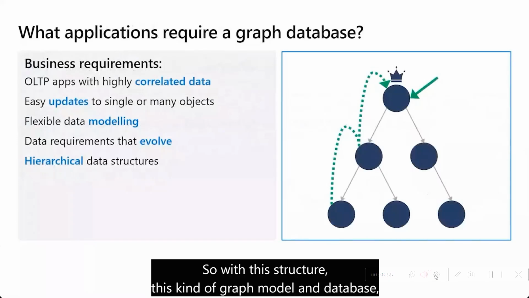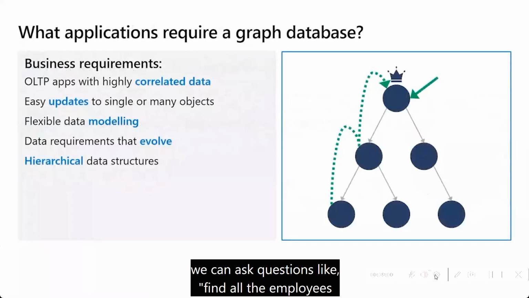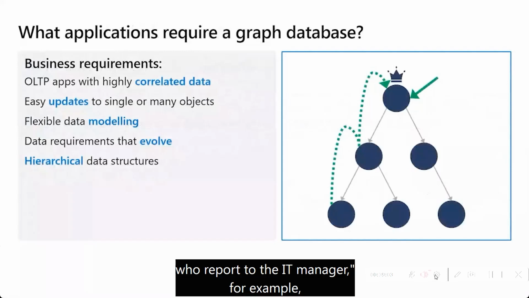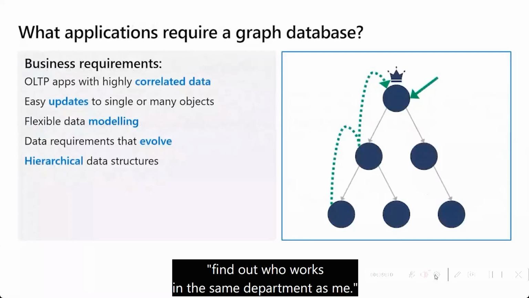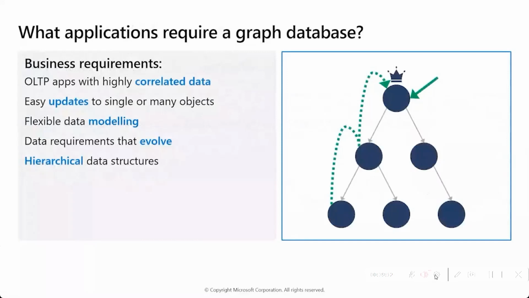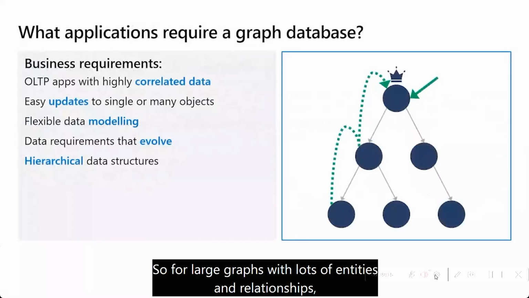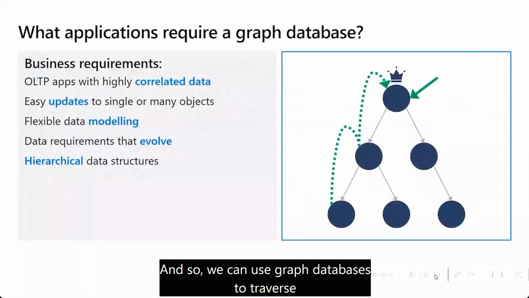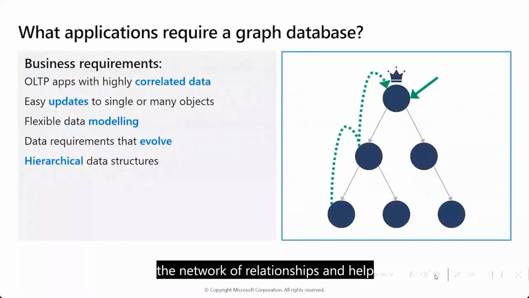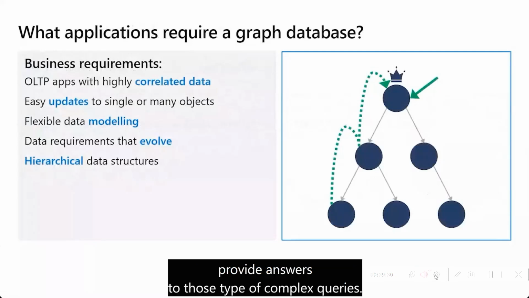With this kind of graph model and database, we can ask questions like, find all the employees who report to the IT manager, for example. Or we can ask questions like, find out who works in the same department as me. For large graphs with lots of entities and relationships, you can perform these very complex queries quite quickly. We can use graph databases to traverse the network of relationships and help provide answers to those types of complex queries.